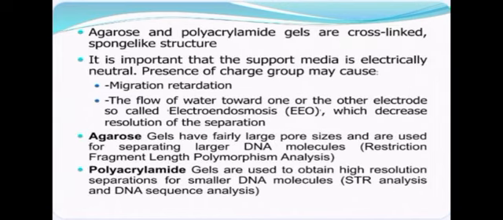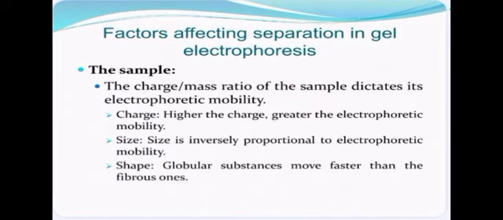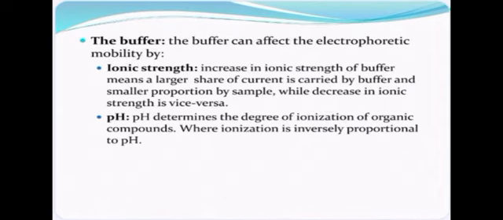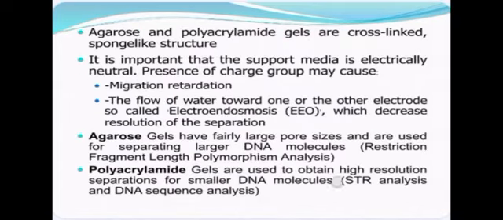These are the factors affecting separations in gel electrophoresis. First one, sample, next gels, next buffer. Buffer is classified into ionic strength based and pH. These are the factors affecting the gel electrophoresis.